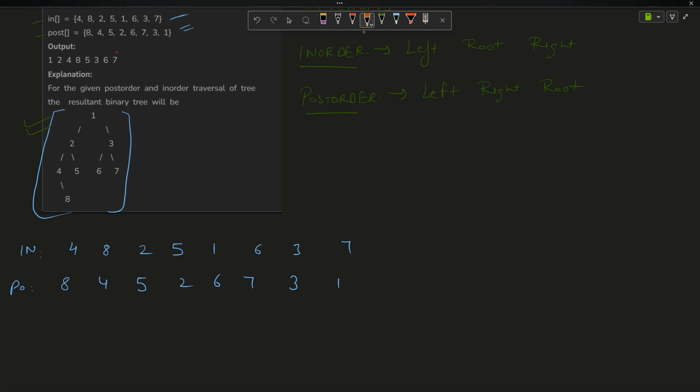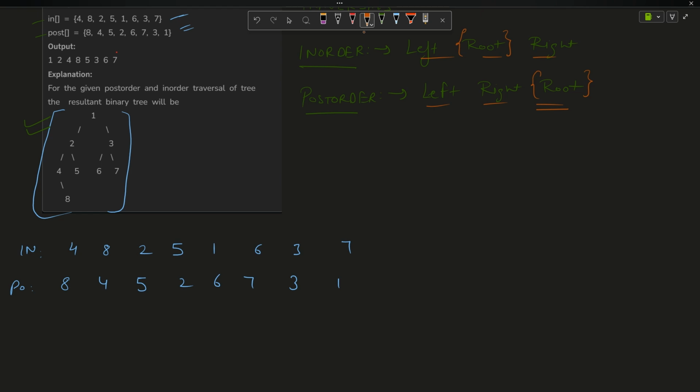I know my inorder is left, root, right, and I know my postorder is left, right, root. I don't know what is the depth of the left subtree and what is the structure of the left subtree. I don't know about the right subtree because of the same reasons. But I do know about root. A root element is only a node. See, the postorder explores root at last.